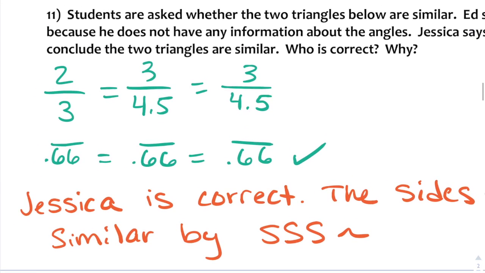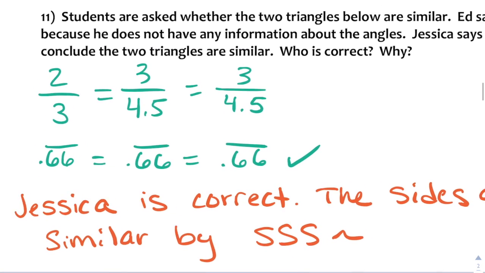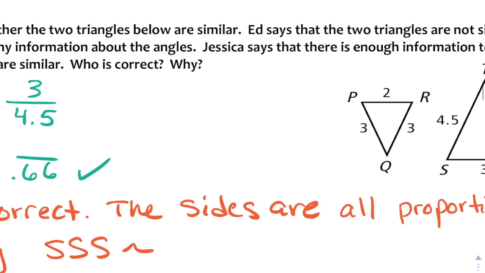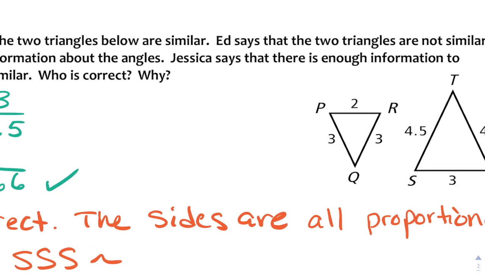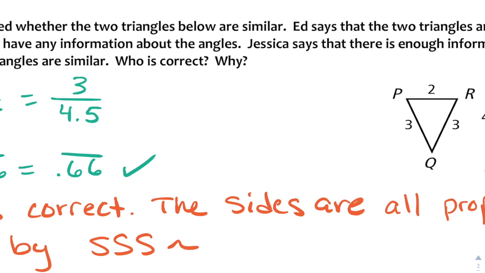We have number 11. Students are asked whether the two triangles below are similar. Ed says the two triangles are not similar because he does not have any information about the angles. Jessica says that there is enough information. Who is correct and why?